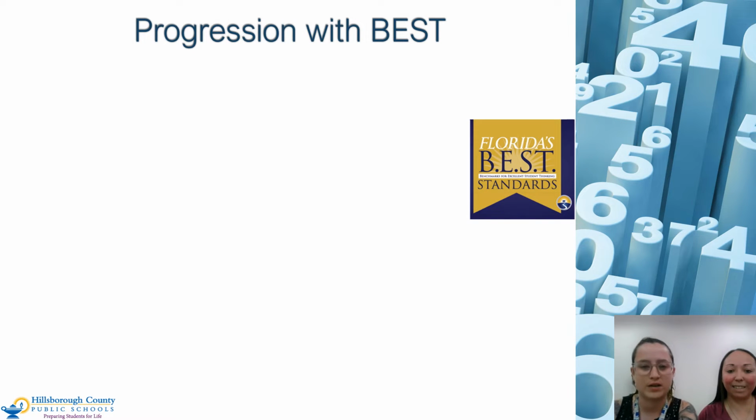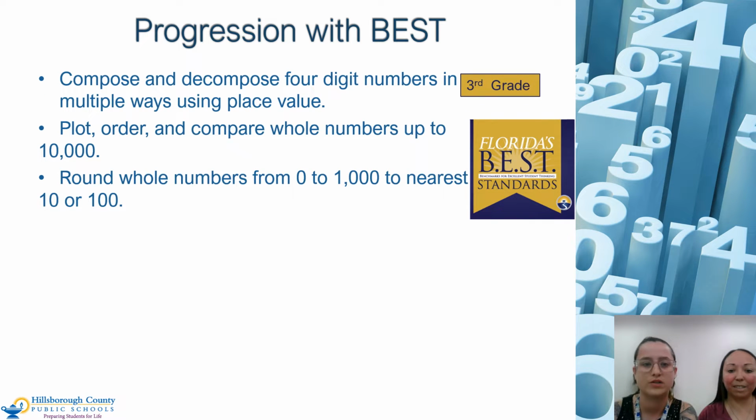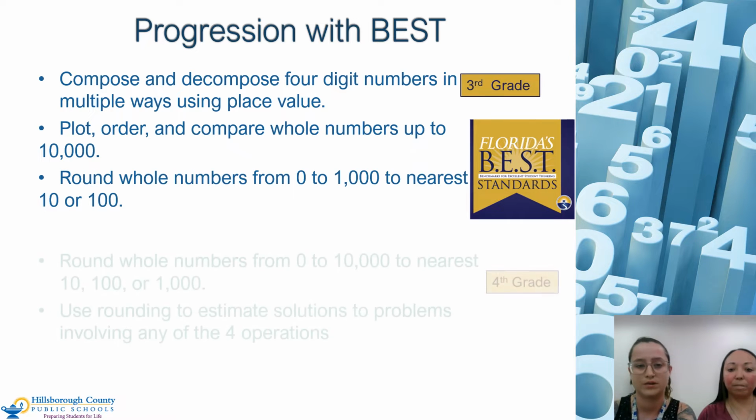So as we think about rounding with a progression with the new best benchmarks, we can think about third grade. Third graders are expected to compose and decompose 4-digit numbers in multiple different ways. They're also expected to plot, order, and compare numbers up to 10,000, and then they start working with rounding numbers from 0 to 1,000 to the nearest 10 or 100.